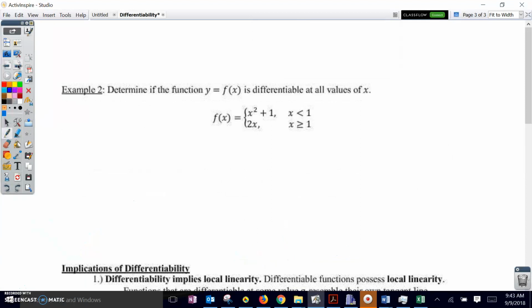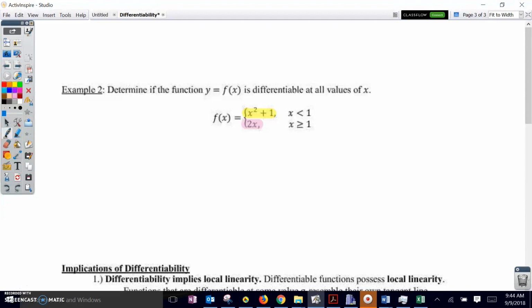Example 2, we're going to determine if the function is differentiable at all values of x. Well, first of all, since this is a piecewise function, I'll consider each of the individual branches and think about, are there any places where either of these would be non-differentiable? Well, the left-hand branch, x squared plus 1, is a parabola. Parabolas are always smooth and differentiable, so this function is going to be differentiable at all of those values where x is less than 1. And to the right of 1, the function is linear, so it's going to be differentiable everywhere there.